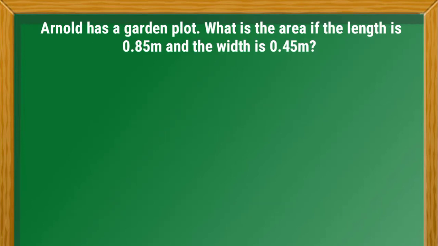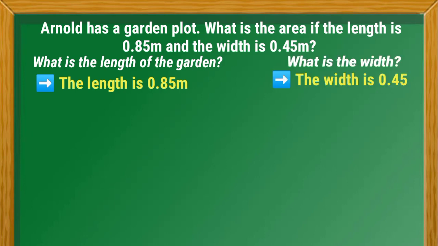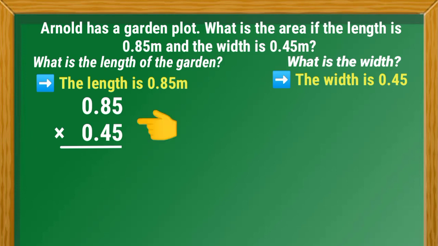Let's have problem number 3. Arnold has a small garden plot. What is the area if the length is 85 hundredths meter and the width is 45 hundredths meter? What is the length of the garden? The length of the garden is 85 hundredths meter. What is the width? The width of the garden is 45 hundredths meter. To find its area, we are going to multiply the length by its width. First, write the factors in vertical form, like this. 85 hundredths times 45 hundredths.